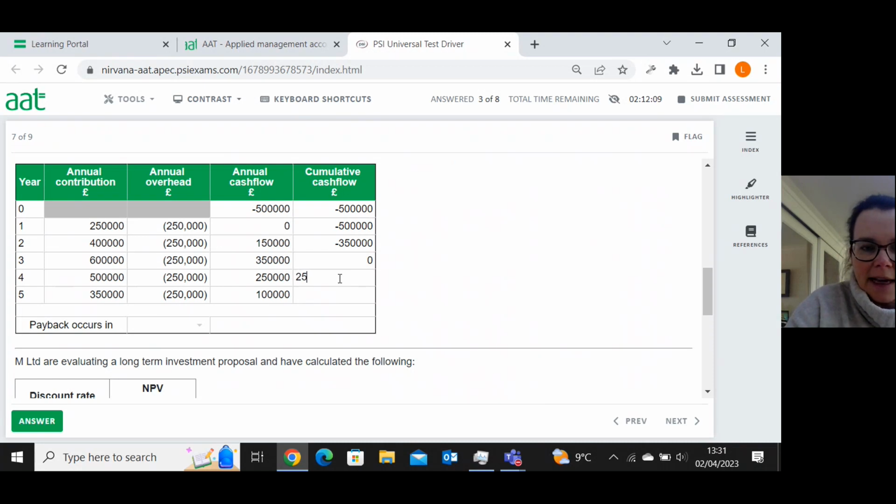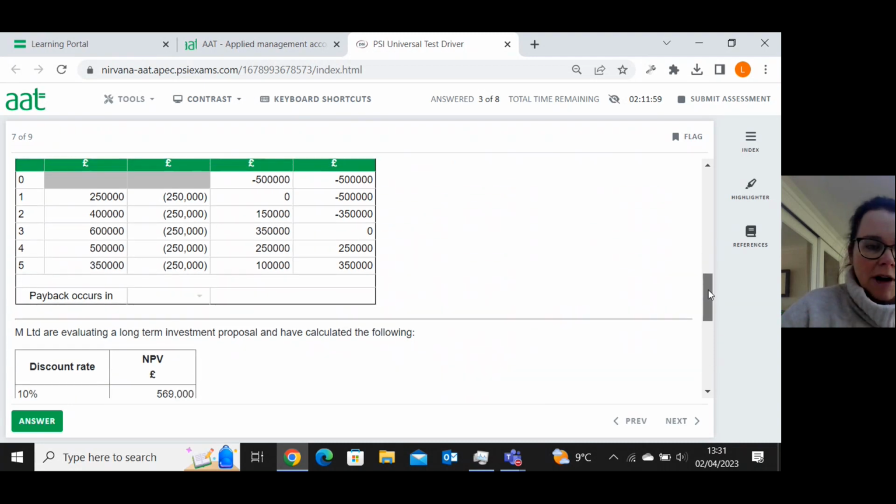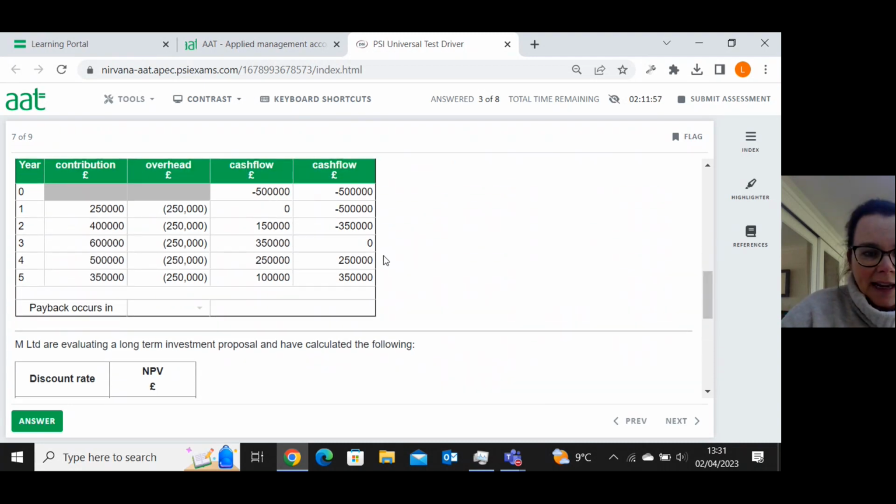Again, they haven't filled this in the mark scheme, but I'm going to add it in because it's allowing me to type in those cells, so why wouldn't I? Right, payback occurs in... it's a nice simple one. Look, it's exactly paid back in year 3. So drop down and I can put that in there.